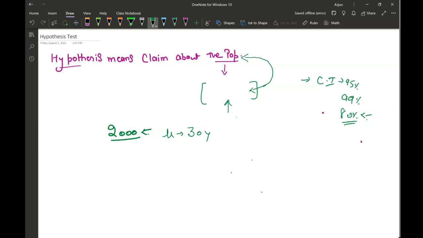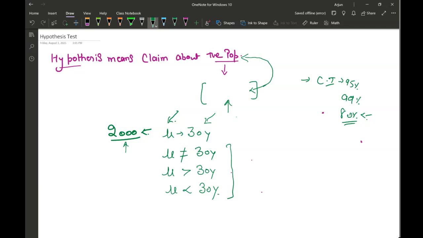So he can challenge this research work from year 2000 in three different ways. He can say that the average age is not equal to 30 years, or he can say that the average age has increased to more than 30 years, or he can say the average age is less than 30 years. So these are the three different ways he can challenge it.